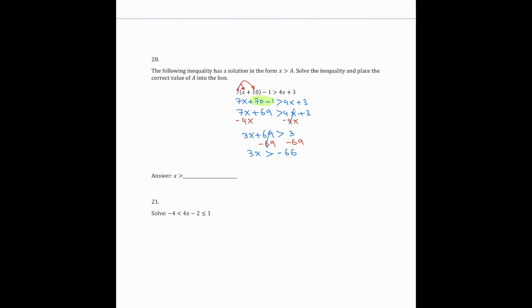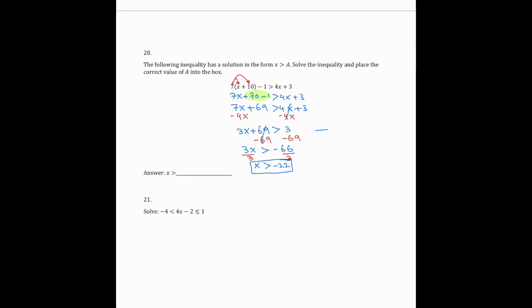Now, I'm going to divide both sides by positive 3. Since the division is by a positive number, there is nothing that needs to be changed. So it's going to be x is greater than negative 22, and that is going to be the solution.